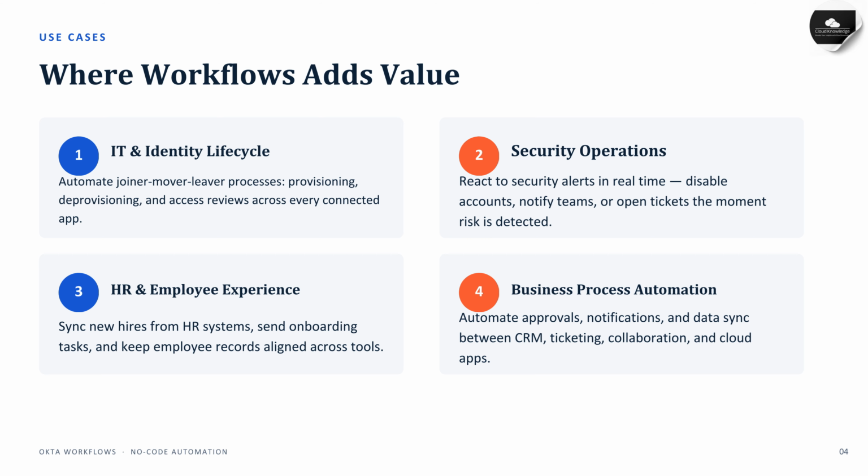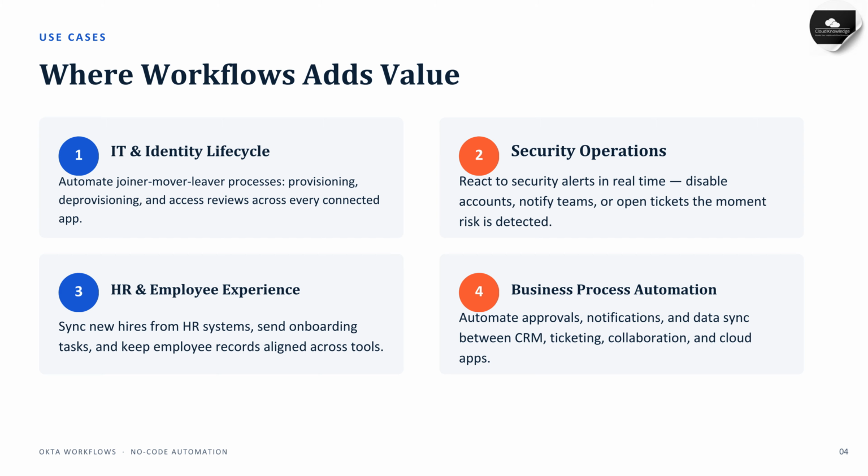Now, why would you actually use this? 4 big use case categories. 1. IT and identity lifecycle, automating the entire joiner mover leaver process. Provisioning, deprovisioning, access reviews, across every connected app. 2. Security operations, reacting to alerts in real time. Disable an account, notify a team, open a ticket, the instant risk is detected.